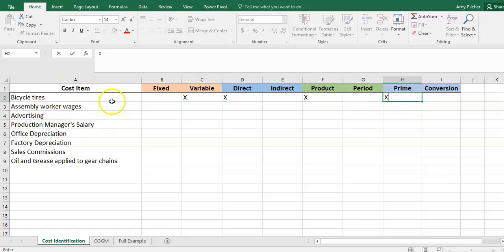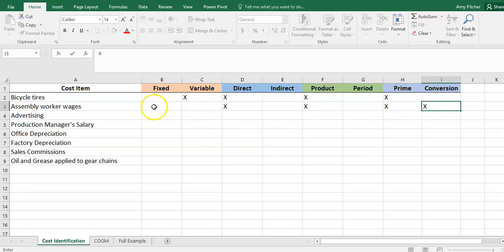Next, we have assembly worker wages. This is our production assembly. So just by looking at the words, we can determine that production assembly is a product cost. This is a direct labor cost, so it's a direct cost with our direct labor. We saw from our slides in the chapter that direct labor is both a prime and a conversion cost.